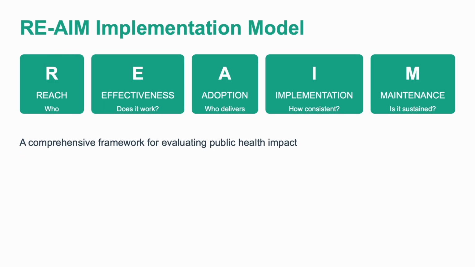REAIM provides a practical framework for evaluating public health impact. Each letter represents a critical dimension. R, E, A, C, H. Who participates? We need to know not just how many, but who we're reaching. Are we reaching those most in need?